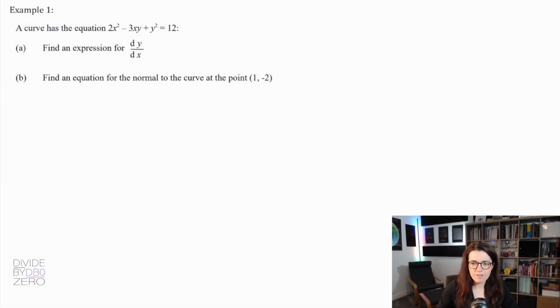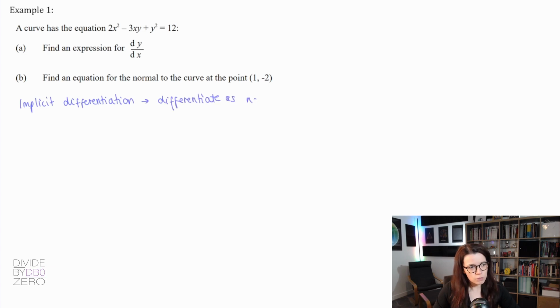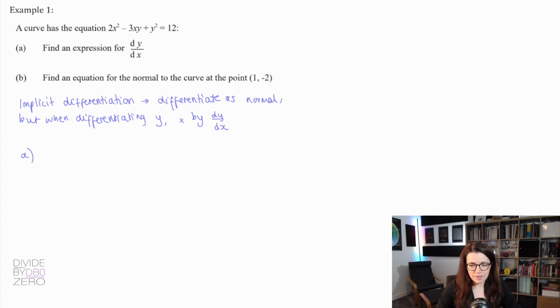Example 1. A curve has the equation 2x squared minus 3xy plus y squared equals 12. Part A, find an expression for dy/dx. So for implicit differentiation, you differentiate as normal, but when you differentiate y, you times by dy/dx. So for part A, if we do this, the first term differentiates to just 4x normally.